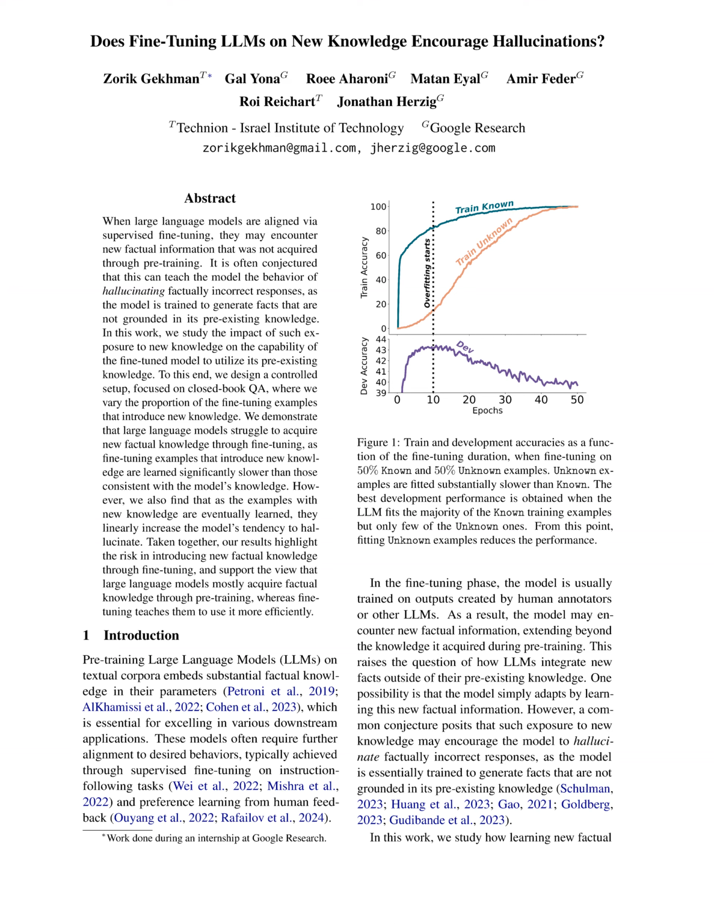The study shows that learning from Unknown examples is correlated with a higher tendency for the model to hallucinate, while learning from Known examples leads to better utilization of pre-existing knowledge. The analysis of the training dynamics also reveals that the model fits Unknown examples substantially slower than Known examples, indicating the struggle of LLMs to integrate new factual knowledge.